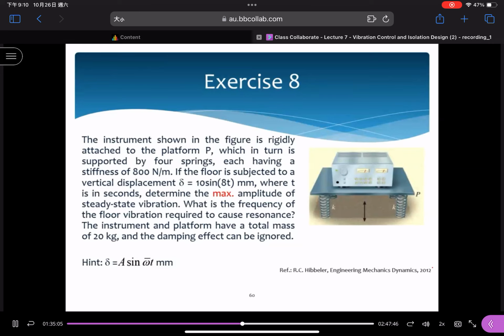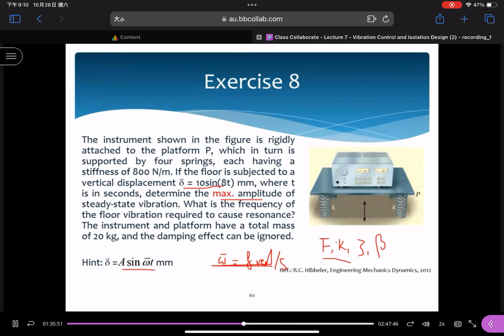You have to determine the maximum amplitude of the steady state response. Now, there is a hint here. Sigma is expressed in terms of A sine omega t. When you compare this equation and this equation, what can you find out? What is the value of omega bar? It is equal to 8 radians per second, correct? Because we want to find the maximum amplitude, we need to find F, k, the damping ratio, and beta, correct?